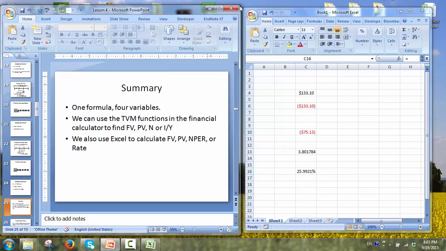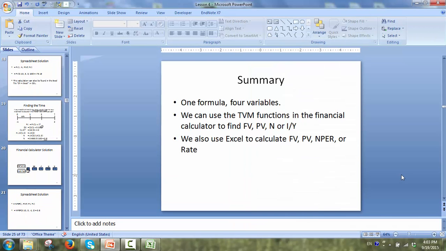So as a summary, when we deal with just one cash flow, or say single cash flow, we have one formula with 4 variables, and we can use this formula to solve for the missing variable if we know the values of the other 3 variables. We can use the financial calculator to help us. We can also use Excel to calculate any of those variables.